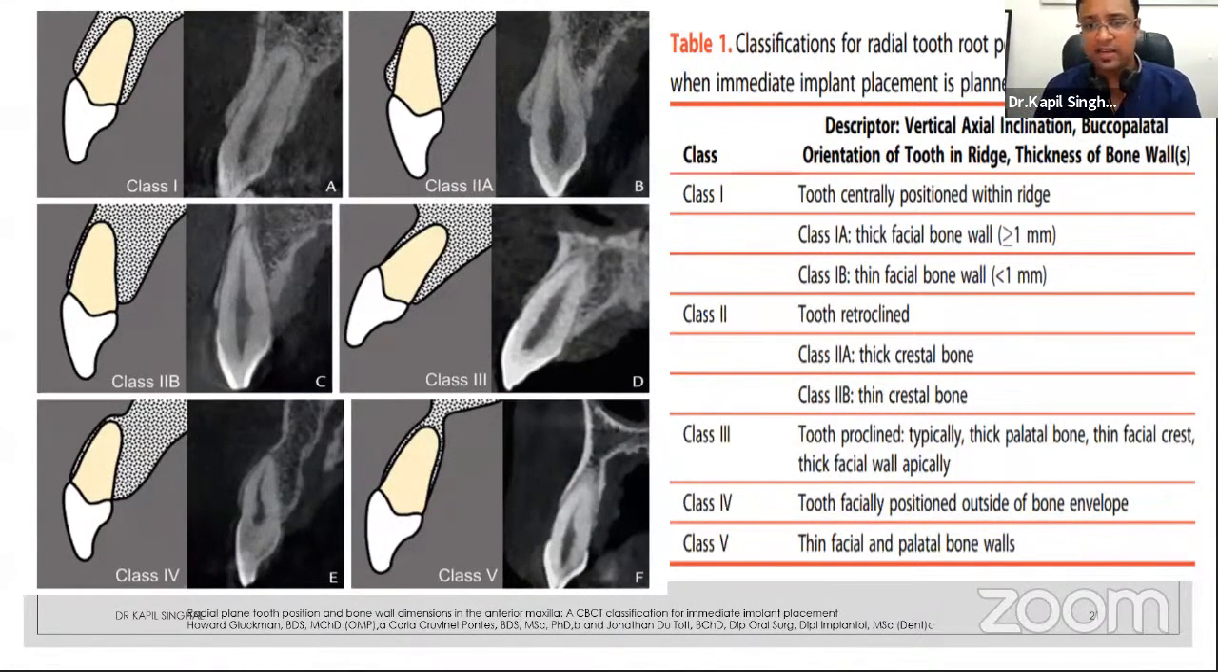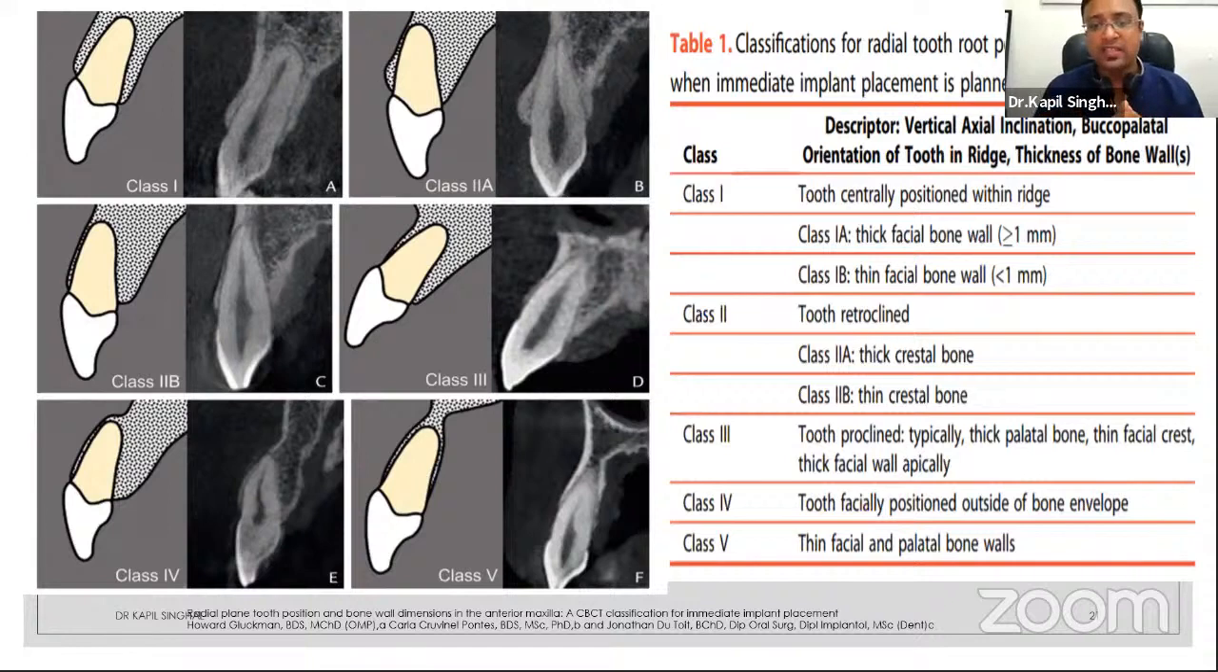Okay, class 3 is when the tooth is proclined. So if a tooth is proclined, the facial bone will become very thin and the palatal bone will become thicker. Okay, so in these cases, if you are placing the implant, you have to graft on the buccal side also, to support your buccal bone, to support your facial bone.